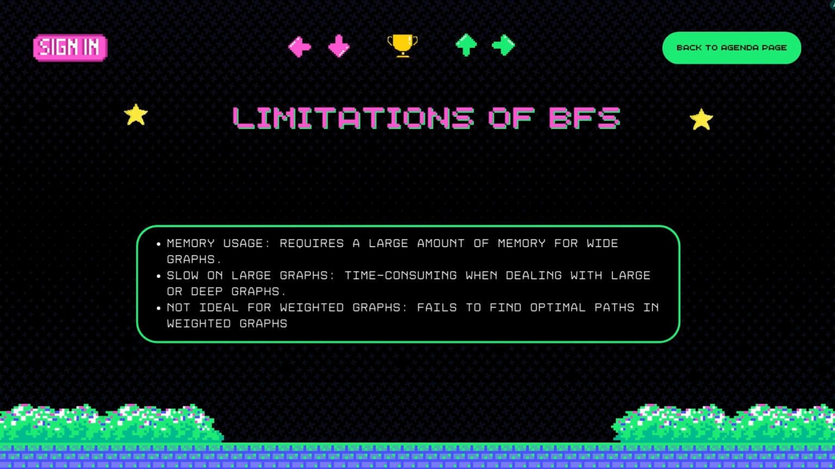Slow on large graphs. The algorithm can be time-consuming when dealing with large or deep graphs. As it explores all nodes level by level, the number of nodes to process can grow exponentially, leading to increased computation time.